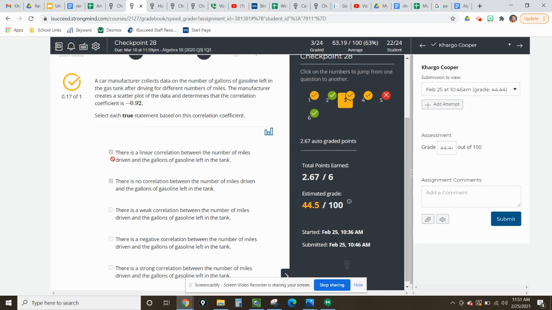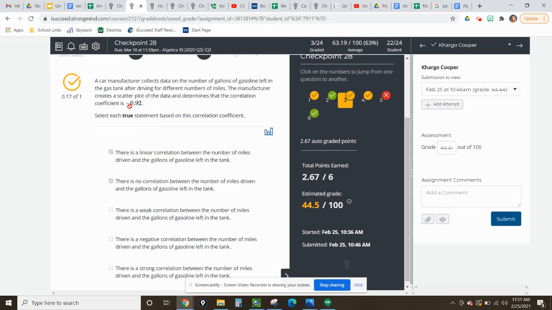So I'm not sure how you could choose both. Either you need to say there is a correlation or there isn't. You can't, both couldn't be true. So the choices are there is a correlation, there's no correlation, there's a weak correlation, there's a negative correlation, there's a strong correlation. Okay, so we're looking at this number, negative 0.92.